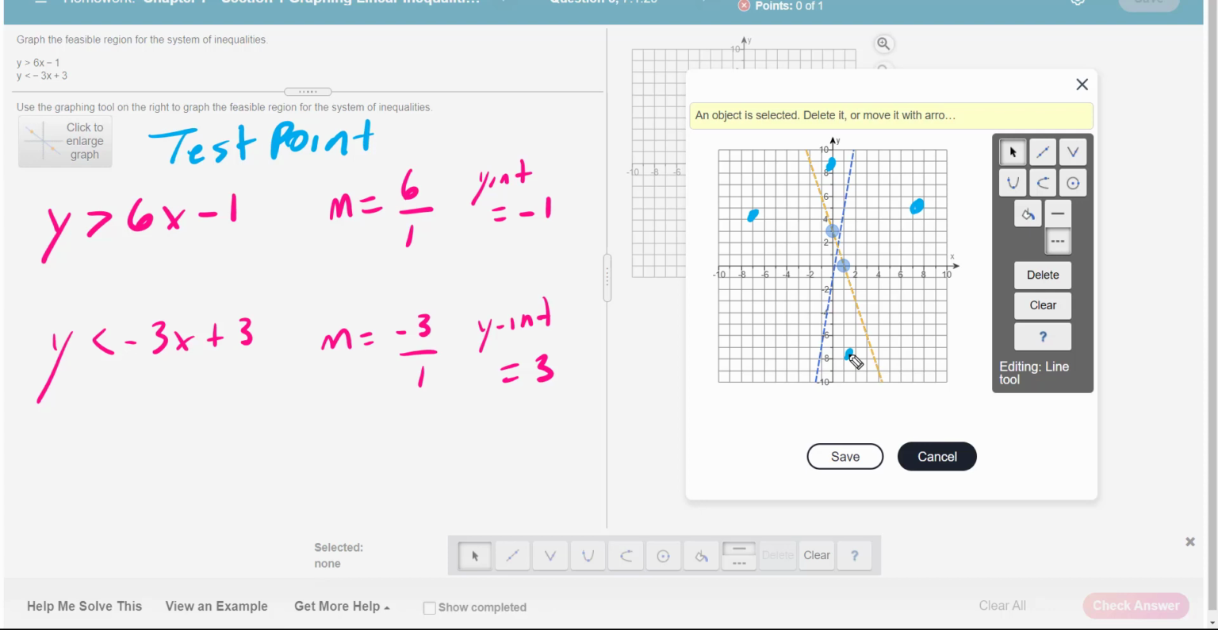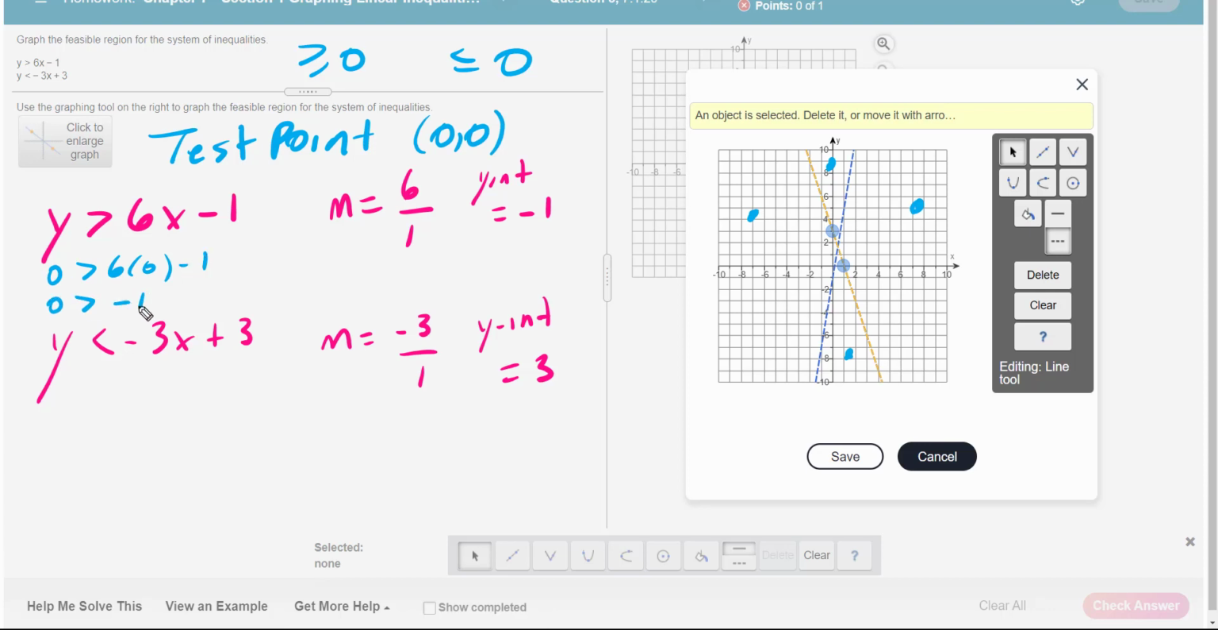And I know what you're asking, you're probably thinking, well, how do I know what test point to use? You should always use 0, 0 unless you have something set up greater than or equal to 0 or less than or equal to 0. So what that means is you plug in y equals 0, plug in x equals 0.